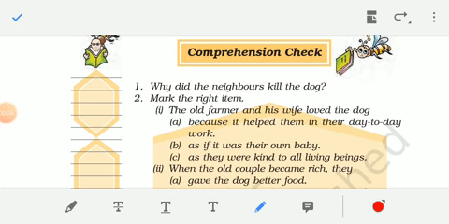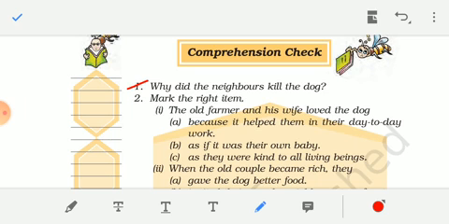Today in this video we will see the chapter "The Ashes That Made the Trees Bloom". From this chapter we will have question answer discussion, comprehension check. Okay, let's start. Question number 1.